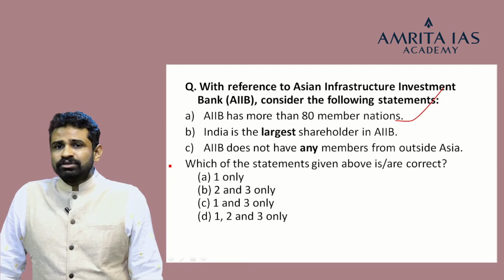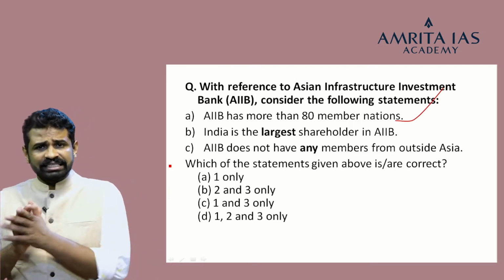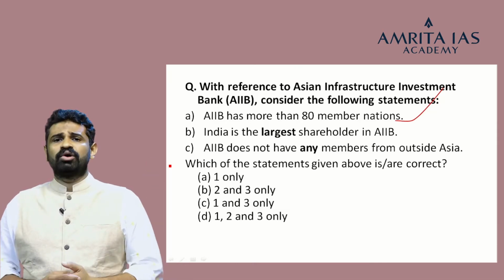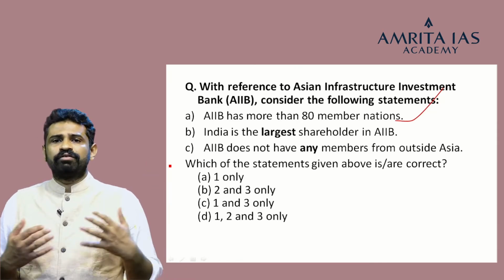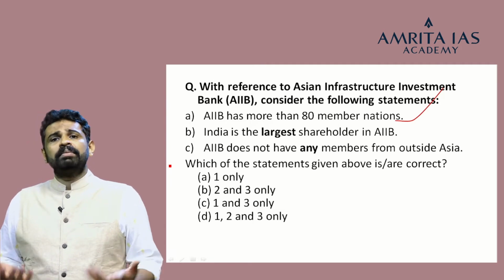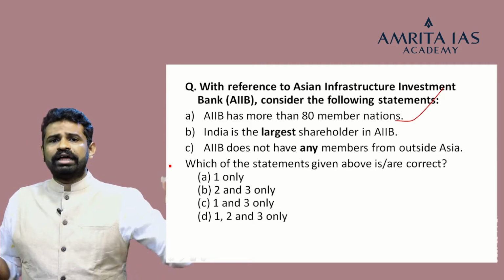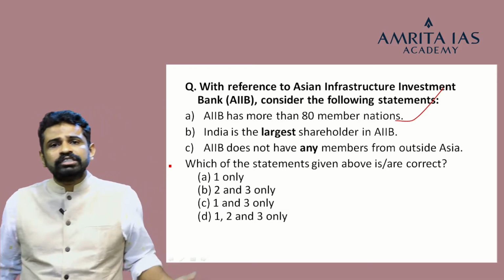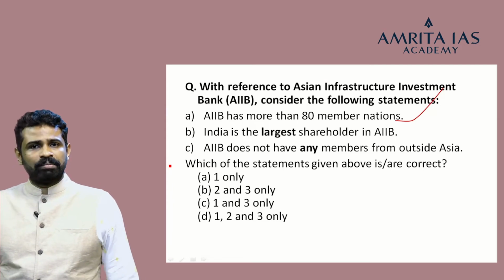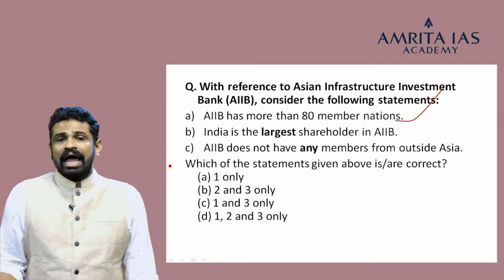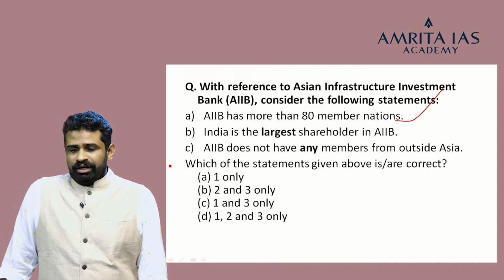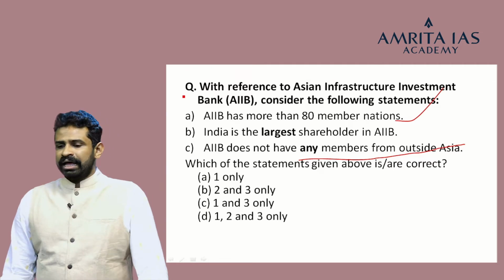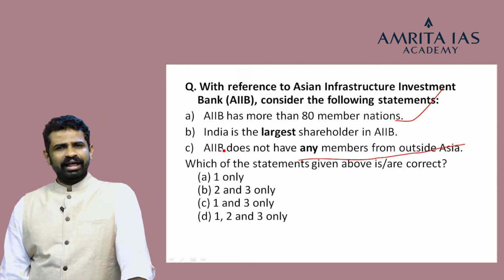But it's very likely that Asia is a very fast growing space. Most of the major economies in Asia are very fast growing, and there is so much potential for infrastructure investment in Asia, and it becomes a natural choice for international players like Germany or Japan or France or Canada to invest in Asia if you have a proper investment bank mechanism. So that is something which AIIB would be offering, right? So does not have any members outside Asia, it sounds too much, right?